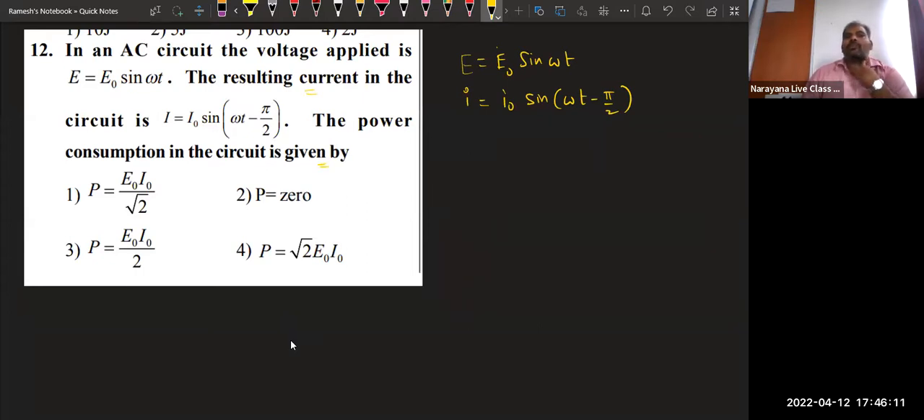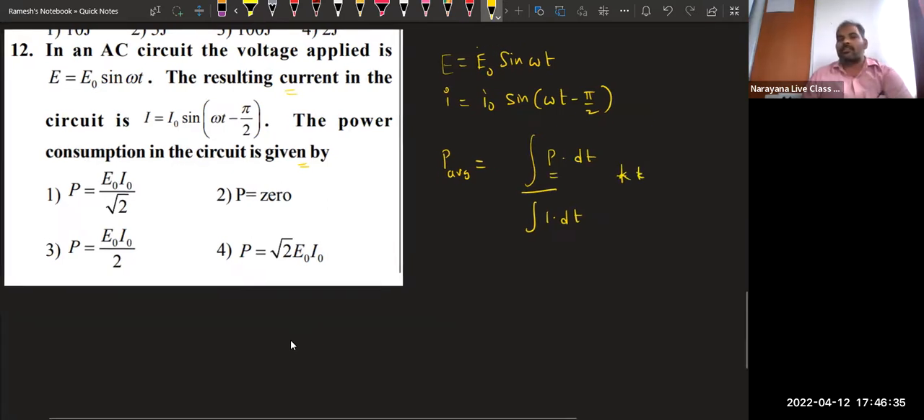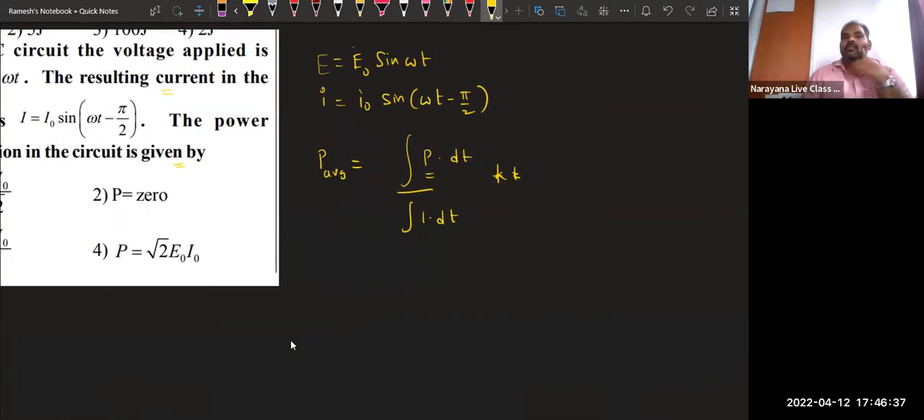You know, what is the power consumed, students? Average power consumed, how much? Who will tell average current or average power formula? Integration of p into dt by integration of 1 into dt. Say yes or no? Who will tell then power formula next? This is a instantaneous power, na? Who will tell instantaneous power formula?